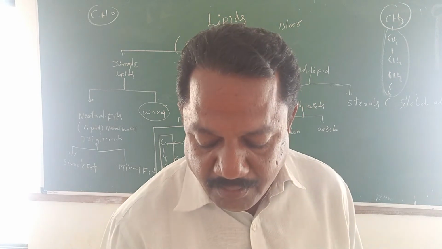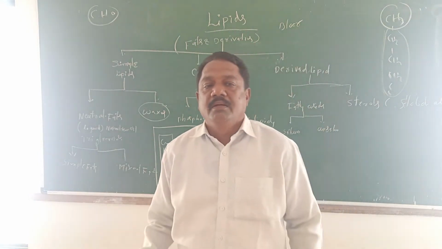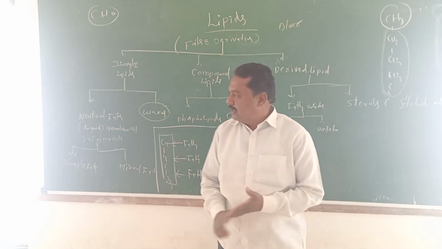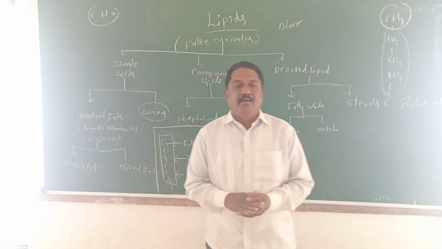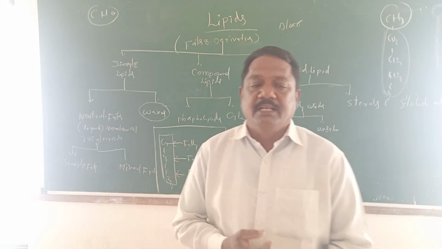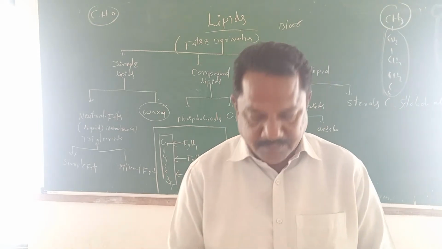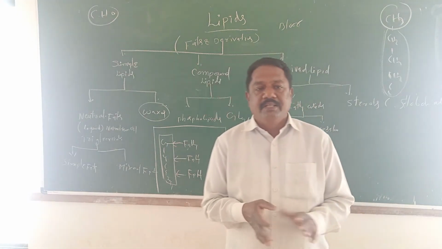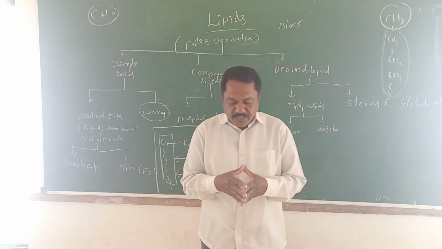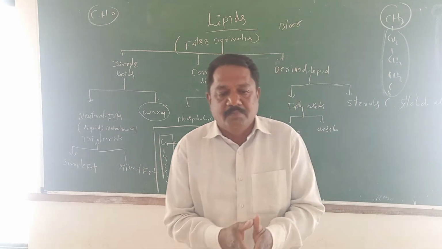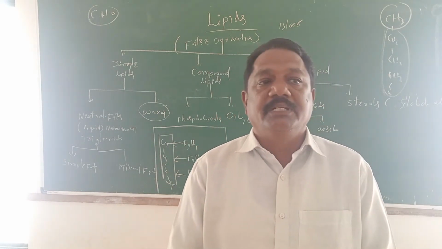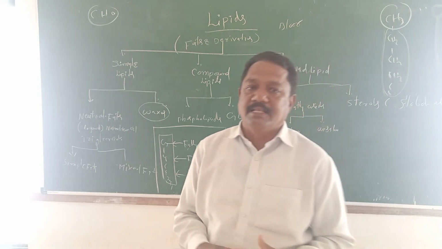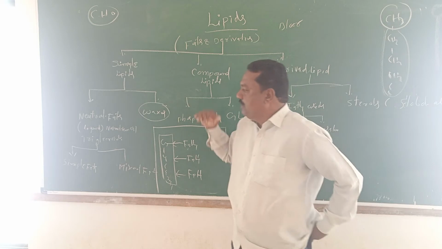Generally, all edible oils are present in the form of liquid in nature, so they are called neutral fats. All oils, like groundnut oil, rice bran oil, sunflower oil, soybean, castor oil, when they are crushed, triglycerides are extracted. At room temperature they are liquid in nature. That's why they are neutral fats.